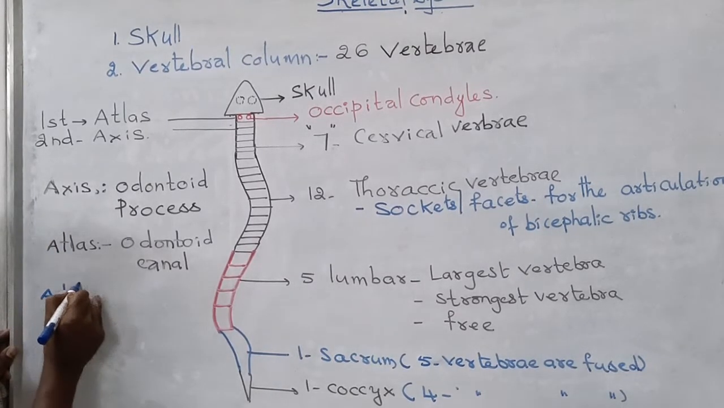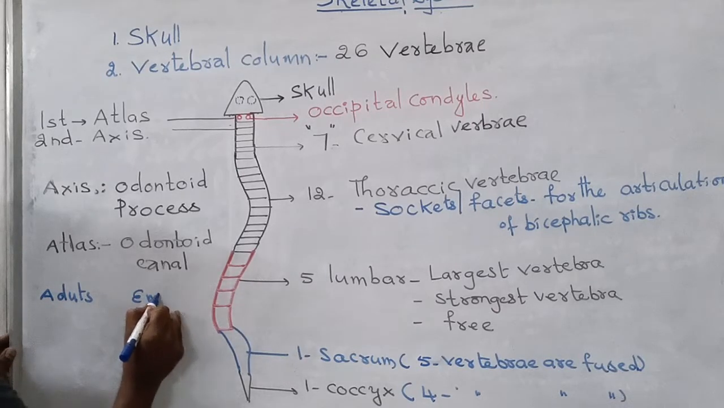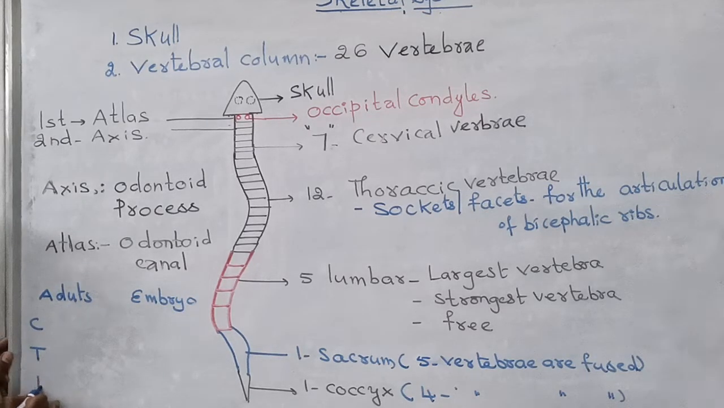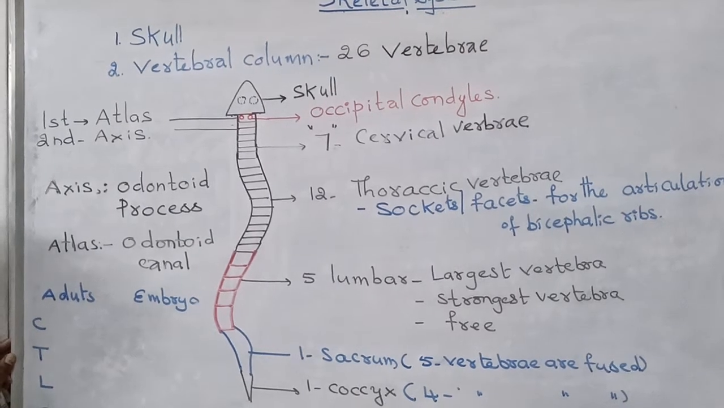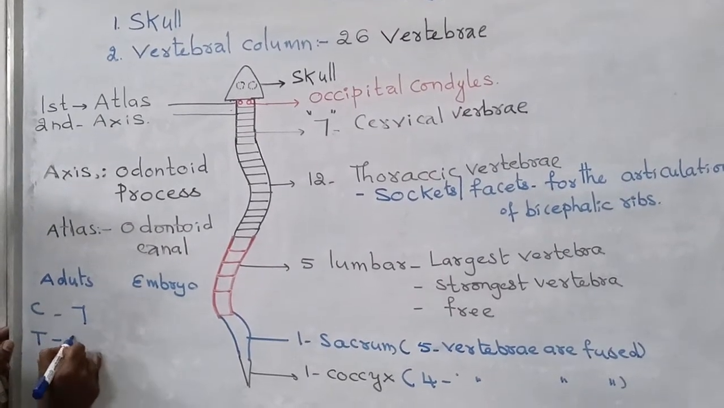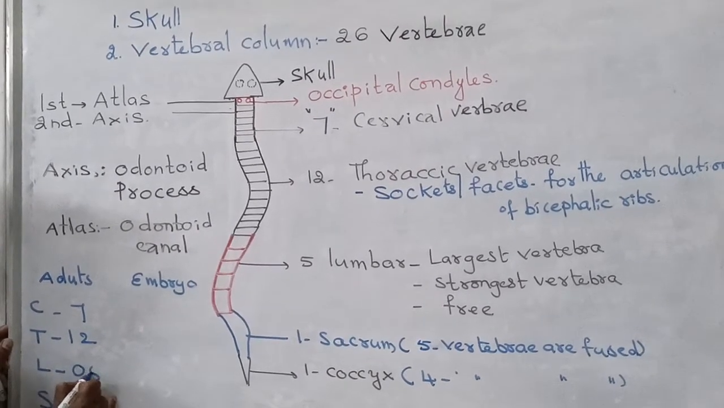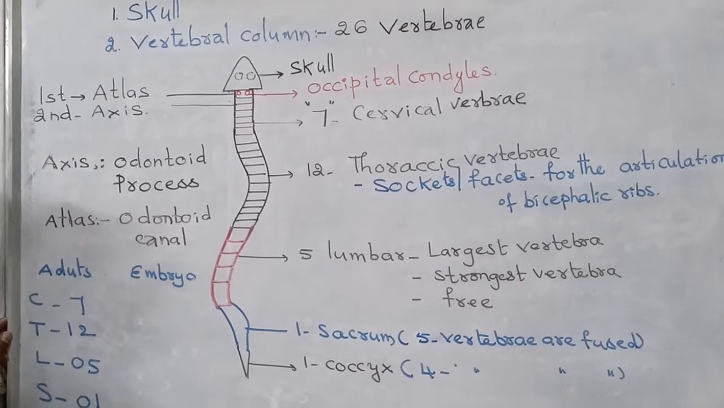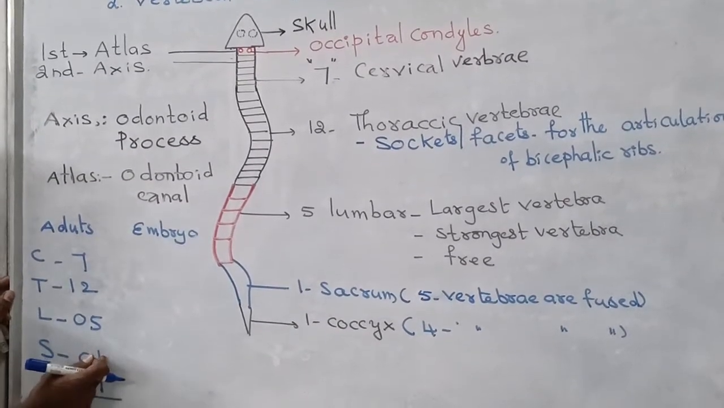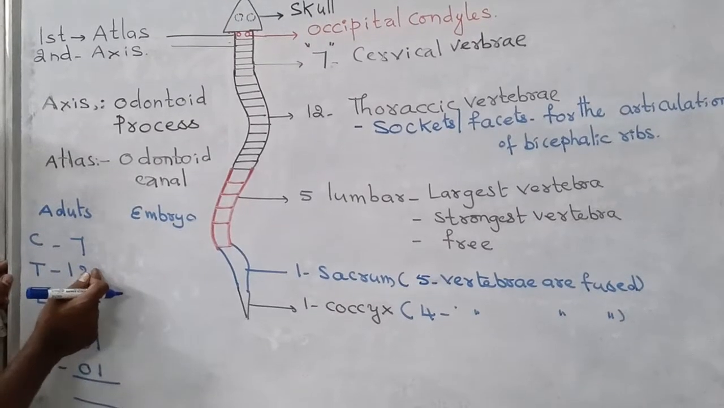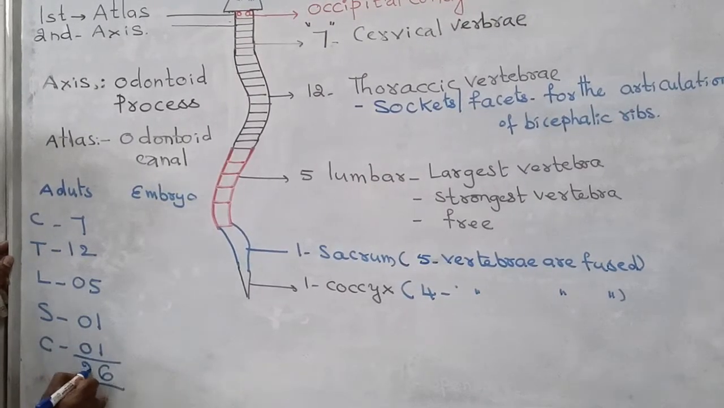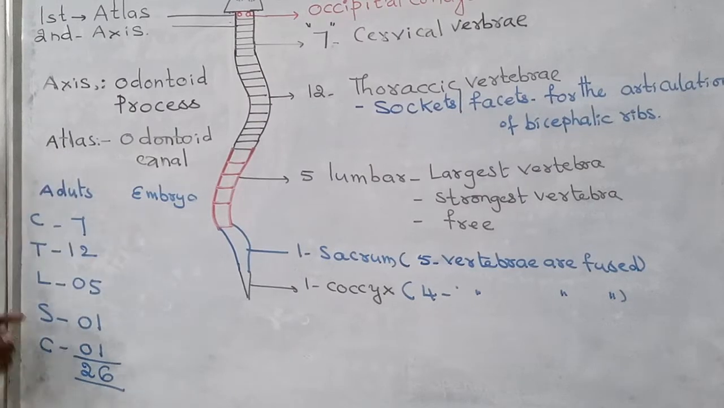Adults, but in the embryonic stage, the number of cervical, thoracic, lumbar, sacral and caudal, these are the types of vertebrae from top to bottom. Cervical vertebrae are 7, thoracic are 12, lumbar are 5, sacral are 1, caudal are 1. Therefore, the total number of vertebrae in adult human beings is 7 plus 12 is 19, plus 5 is 24, plus 2 is 26. The number of vertebrae in the adult is 26.